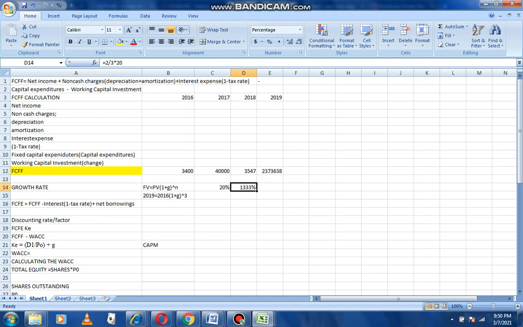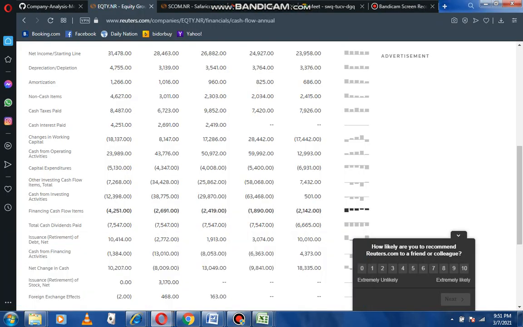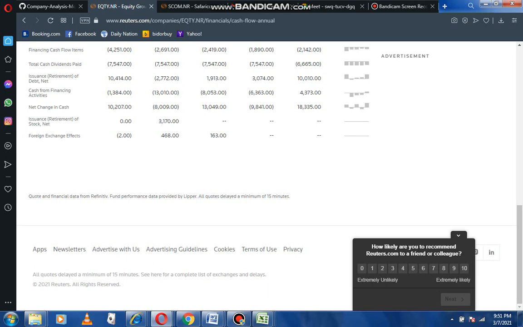For the FCFE model, it's the same; you follow the same concept as the FCFF model. The difference is you take the value you get at the end for FCFF, minus the interest times 1 minus the tax rate, plus the net borrowings. Where will you get these net borrowings? You just come back here on Reuters and look for the net borrowings.